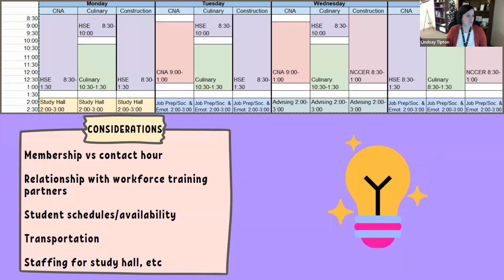So again, the membership versus contact hour, we were moving toward membership when we started this. We started this in 2019. And I remember when they moved toward membership hours, Sandra Thompson was our boss at CCCC at the time. I was like, what? That's not going to work for us. So that was something we had to work through and figure out.